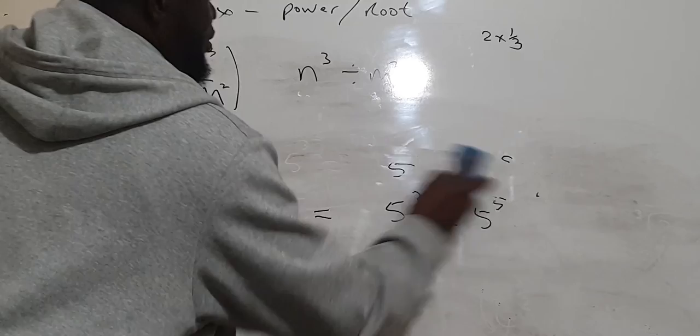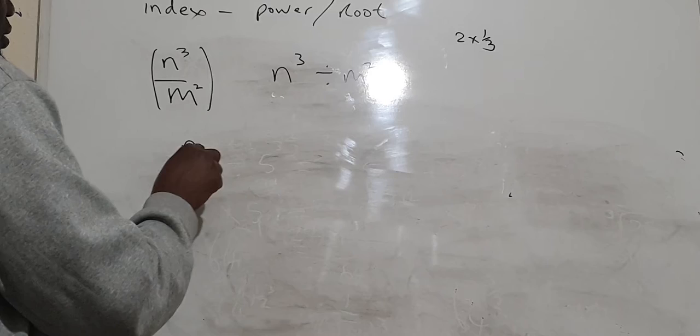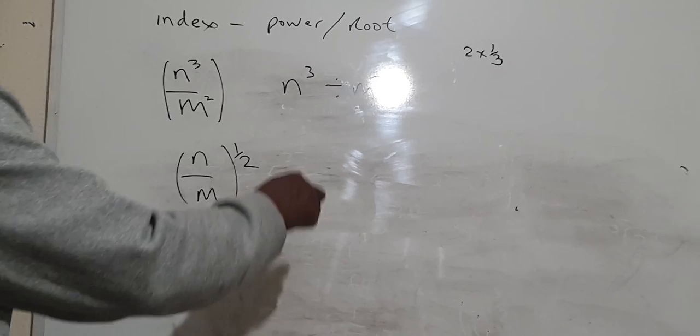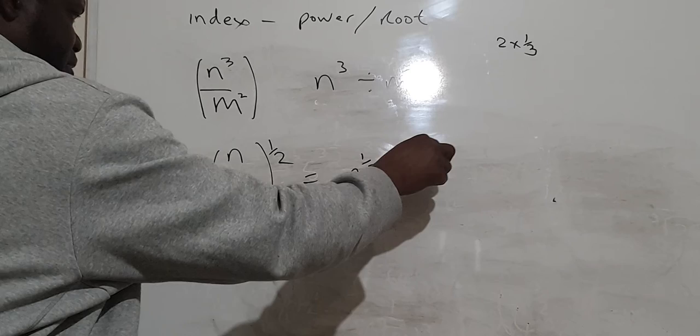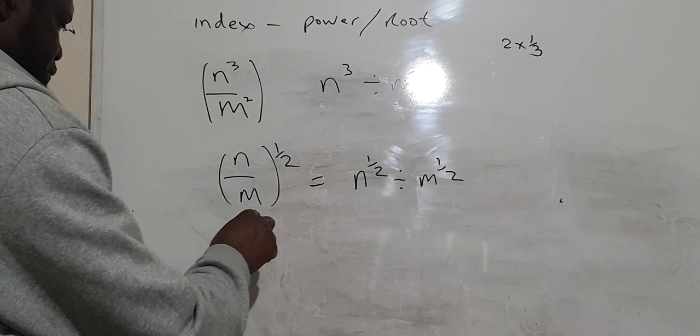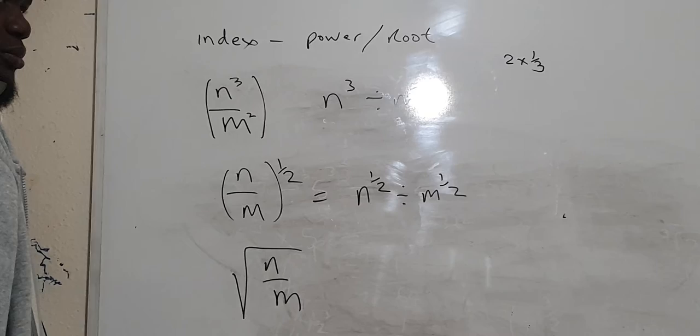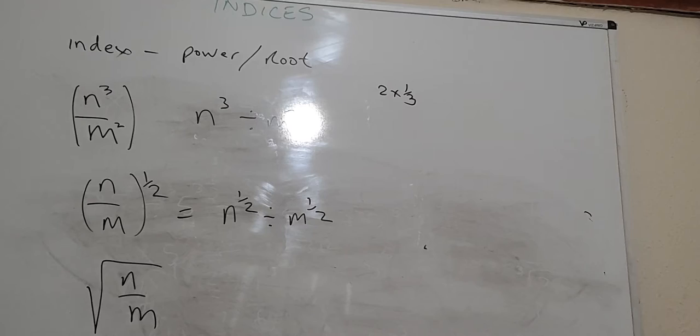Now, that will get difficult. If we said n over m all to the power half, what do you think this means? Square root of n over square root of m. Yes. It means n to the power half divided by m to the power half. That's what it means, the square root of n over m.